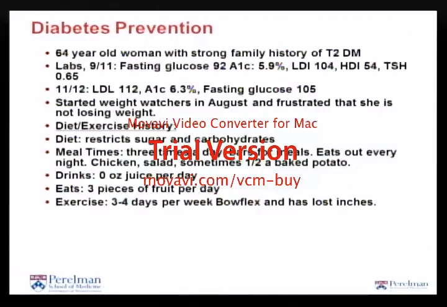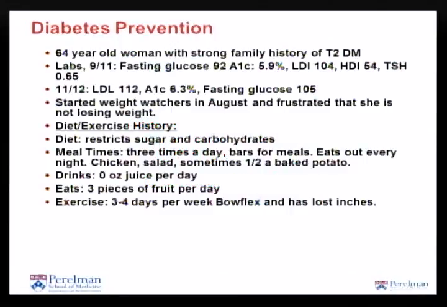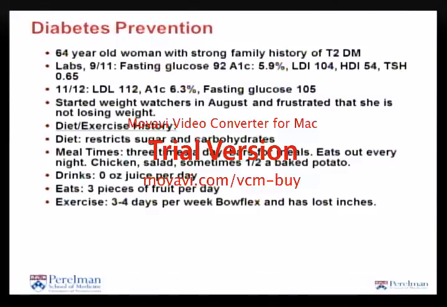This is a 64-year-old woman with a strong family history of type 2 diabetes, and these are her labs: fasting glucose of 92, an A1C of 5.9, LDL 104, HDL 54, TSH is fine. The next year her LDL is going up, her A1C is going up, and her fasting glucose is also going up to 105. She started Weight Watchers in August, and she's frustrated that she's not losing weight. Anybody have any patients like that? I have lots of them, right?